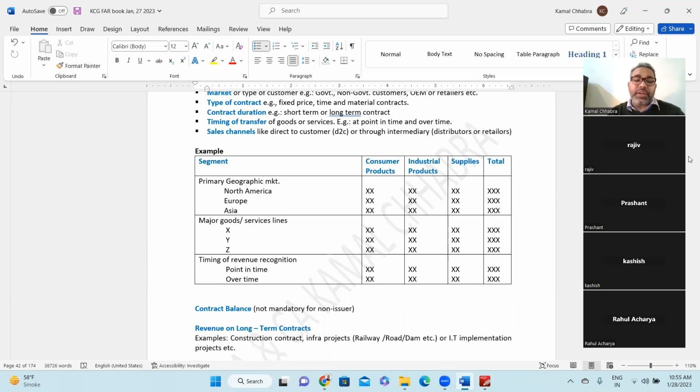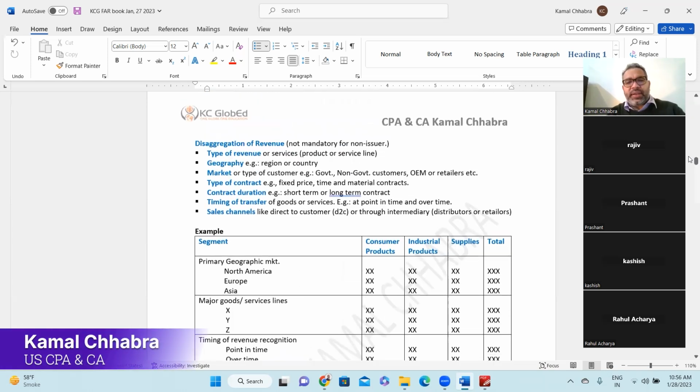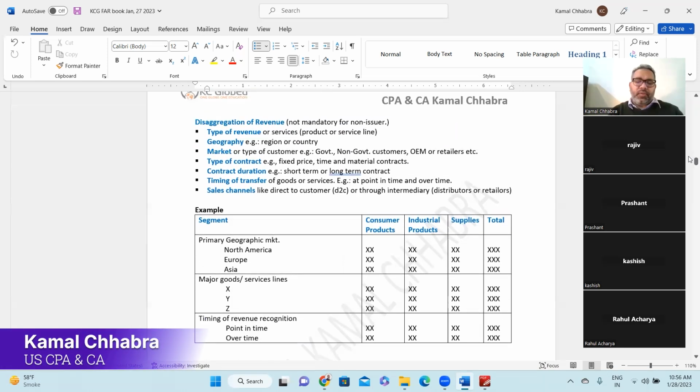And if you see the major goods and services, what is the sale of X, Y, and Z in consumer product, industrial product, and supplies market, and what is the timing of revenue, how much revenue recognize over the period of time and point in time, right? This is called disaggregated analysis of revenue.